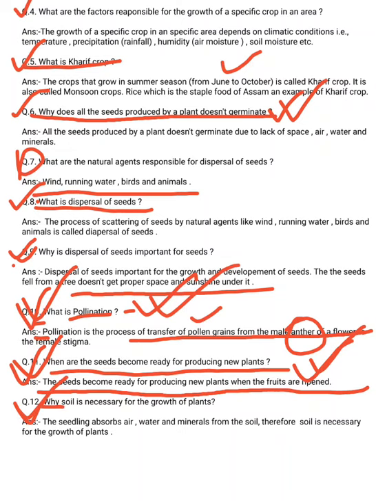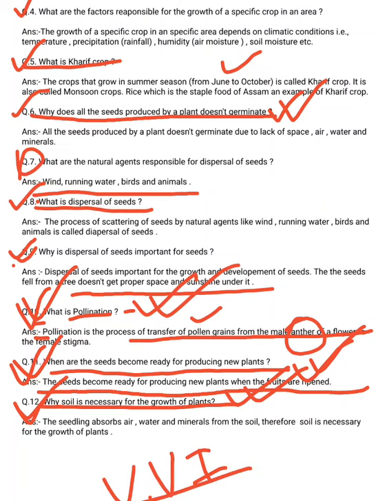Why is soil necessary for the growth of plants? Very important question. Okay, so dear students, the seedling absorbs air, water and minerals from the soil. Therefore soil is necessary for the growth of plants. Seedling means the earlier stage of germination: when a seed first germinates, that baby plant is called a seedling.